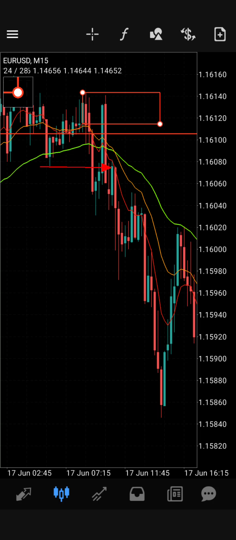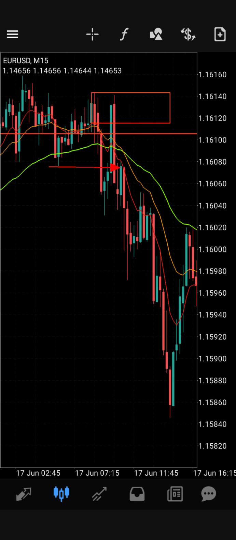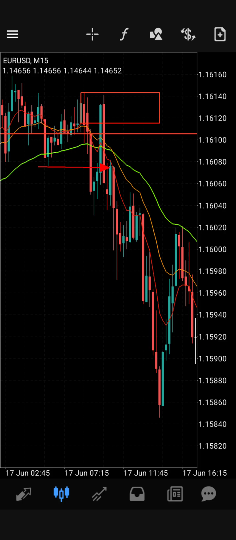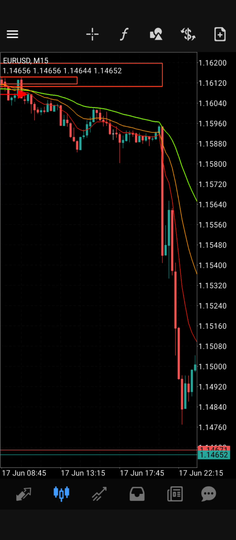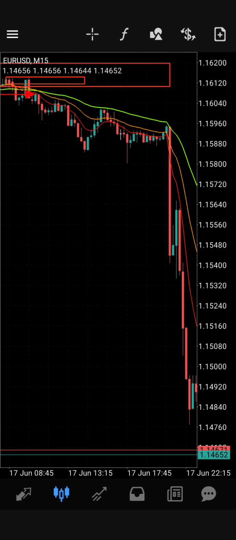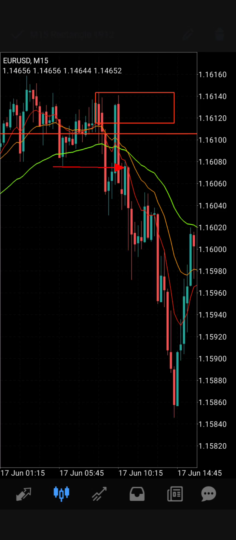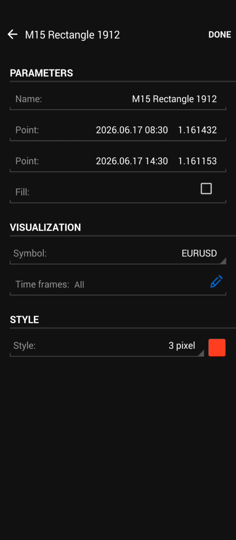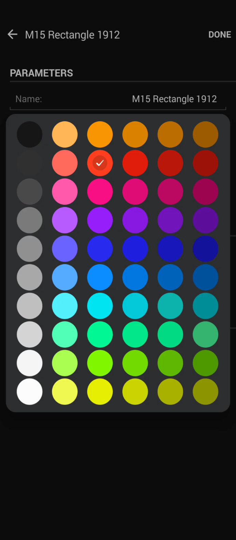Or if you are trading a different style and you don't want to swing and you just want to scalp or day trade, same rules apply. So as you can see, broke structure, retest, and went down. So same rules. Let me just change that color. Let's say green now.